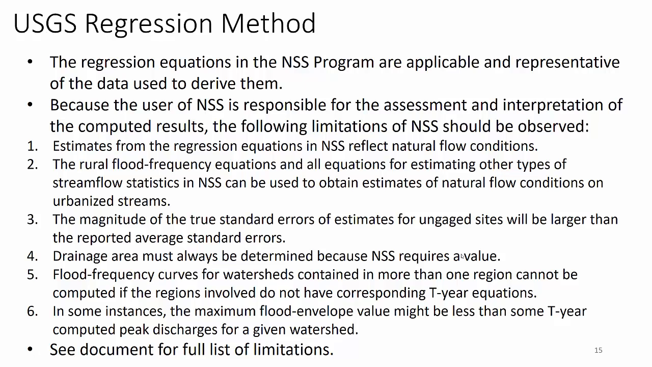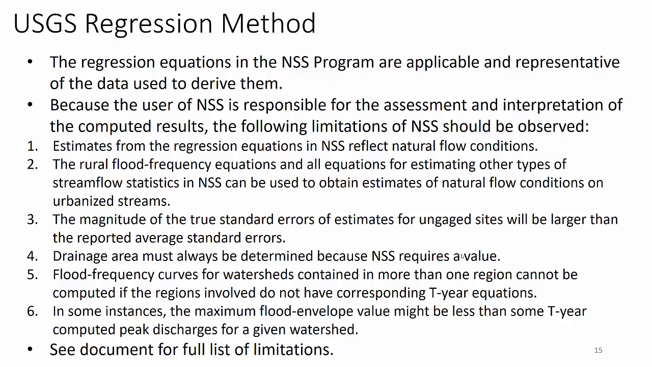So estimates from the regression equations in the NSS reflect natural flow conditions. If this is highly channelized, you can't use it. The rural flood frequency equations and all equations for estimating other types of stream flow statistics can be used to obtain estimates of natural flow conditions on urbanized streams. So you can use it, but you have to be careful. The magnitude of the true standard errors of estimate at ungauged sites will be larger than reported average standard errors, so uncertainty goes up. Drainage area must always be determined because that's a required value, and that's why in StreamStats that's the first thing you do: get your drainage area.